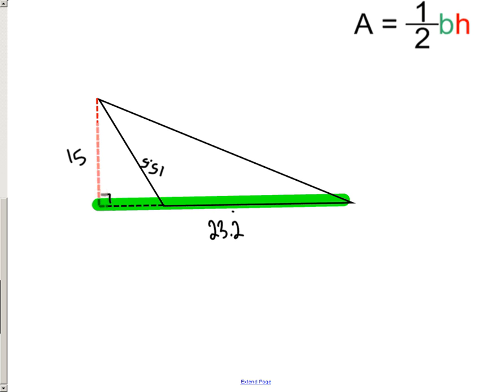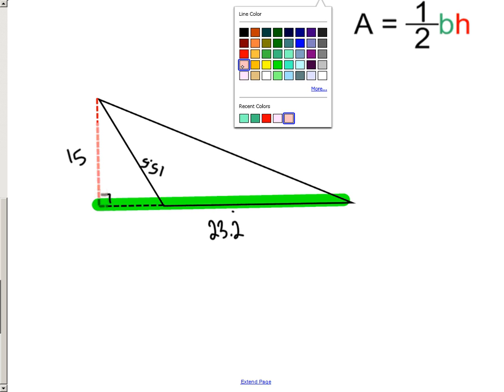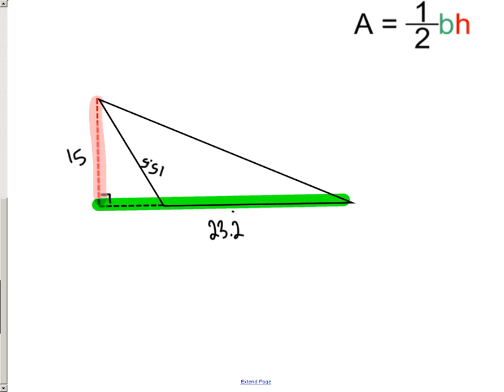And then on top of that, my height is from the highest point to the lowest point at 90 degrees. So my height is 15. My base is 23.2. I don't care about this side, and I don't care about that side. And now I can just plug it in, and I'm able to go with it. So 1/2 times 23.2, I'll put this in parentheses, times the height, which is 15, and we're ready to go through and get the area of this triangle.